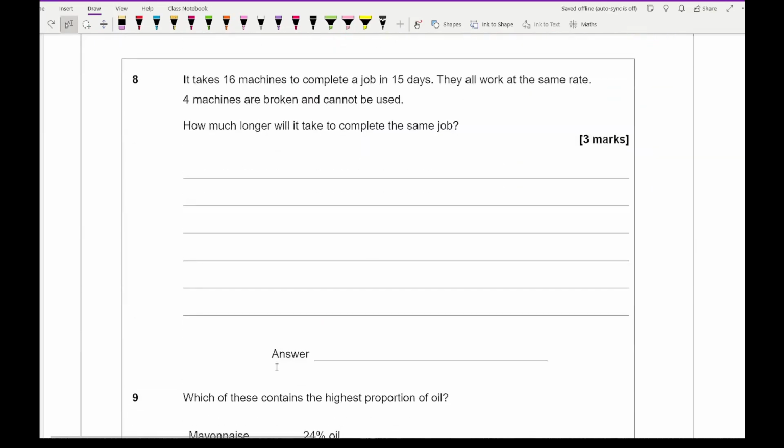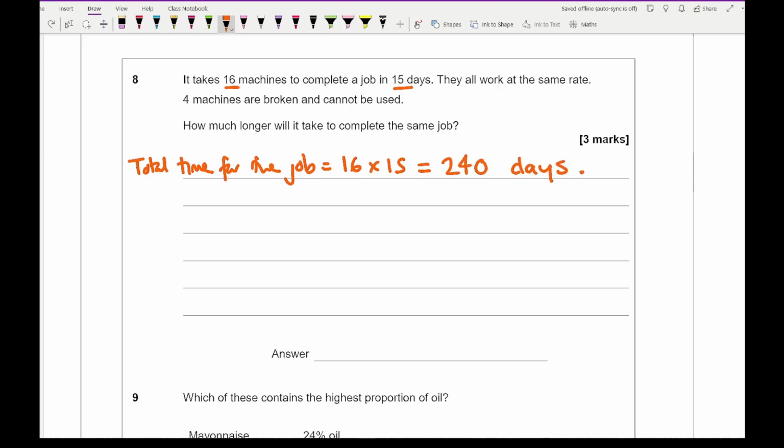Moving on to question 8, it says it takes 16 machines to complete a job in 15 days. They all work at the same rate. 4 machines are broken and cannot be used. How much longer will it take to complete the same job? So again, the total time for the job is going to be 16 times 15. So working out, it's a 240-day job.